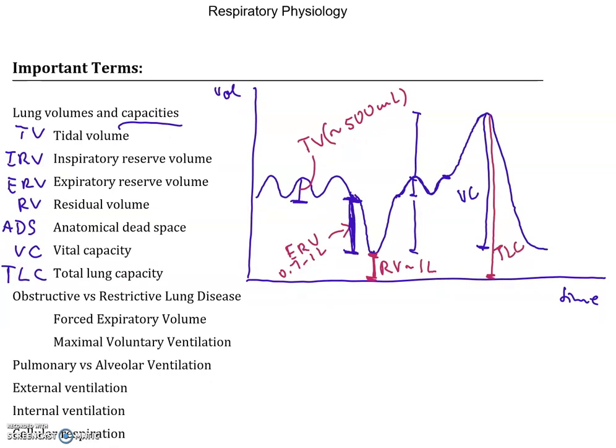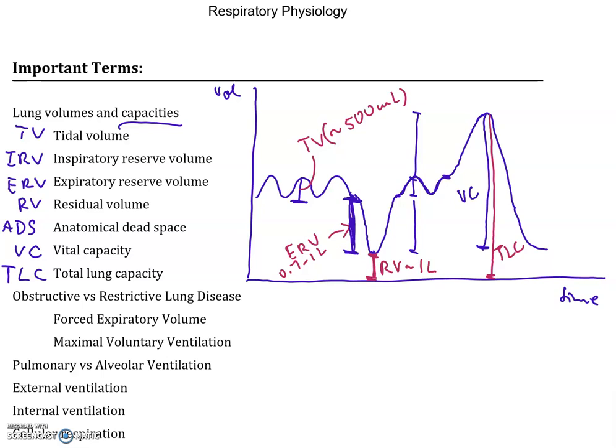Now, the vital capacity depends on your height. It also depends a little bit on your age and your gender. We'll calculate an estimated vital capacity in a little bit, but for now, make sure that you understand the vital capacity. It is a capacity. That means it's composed of more than one volume. It's composed of the inspiratory and expiratory reserve and the tidal volume.